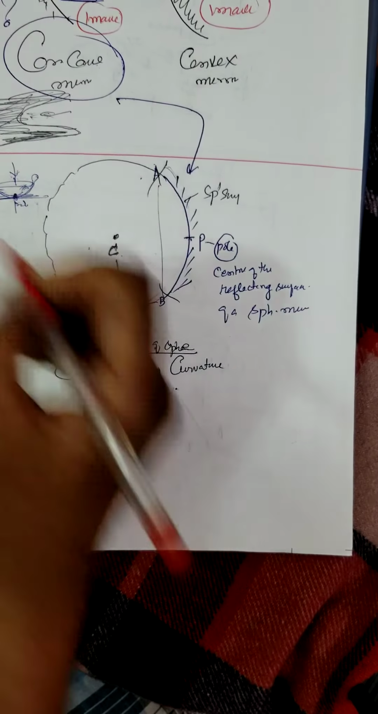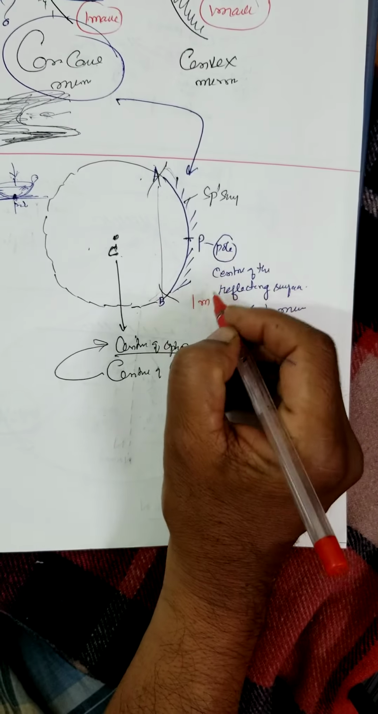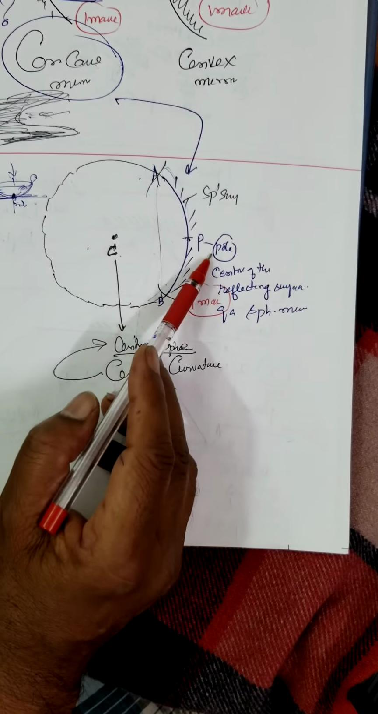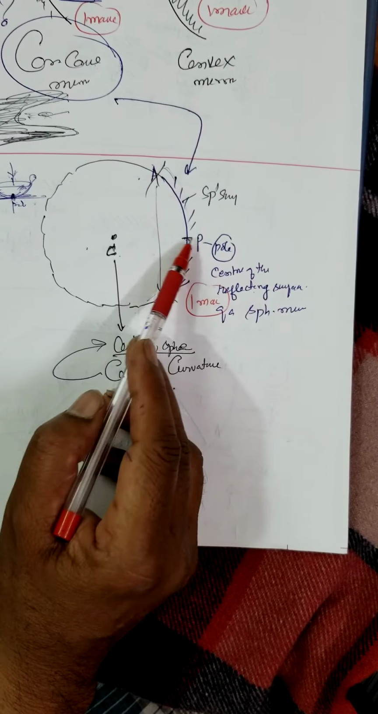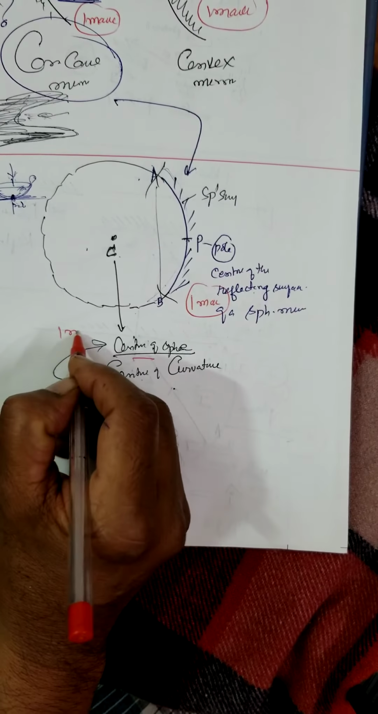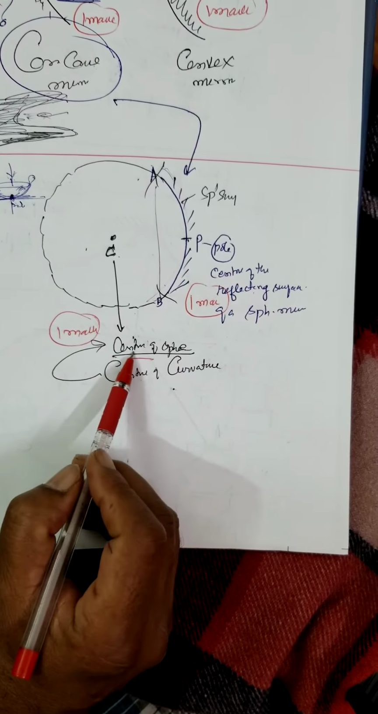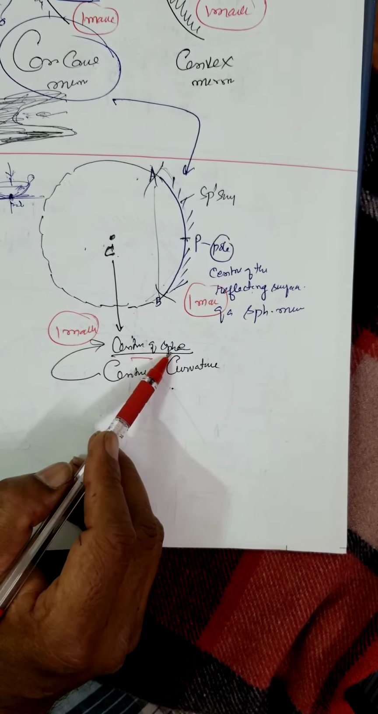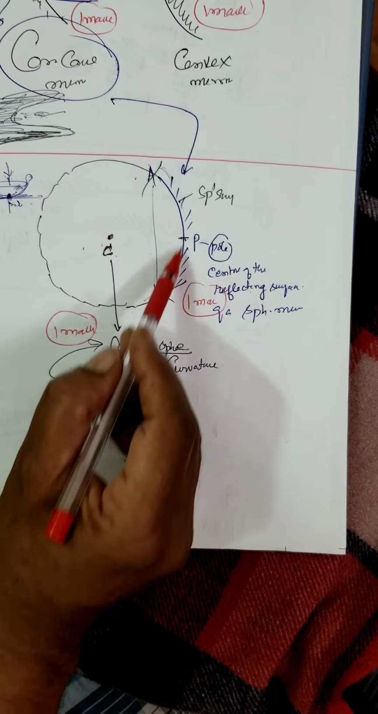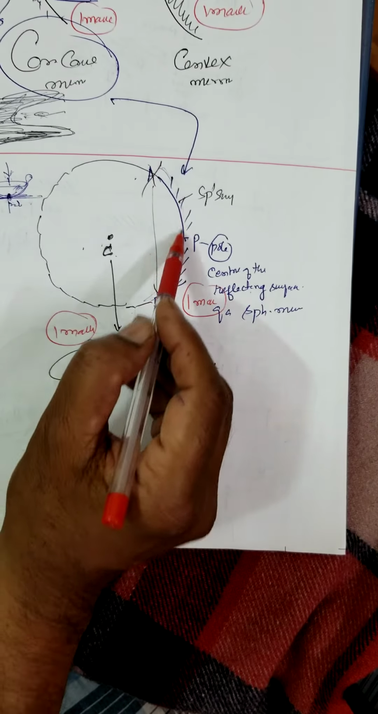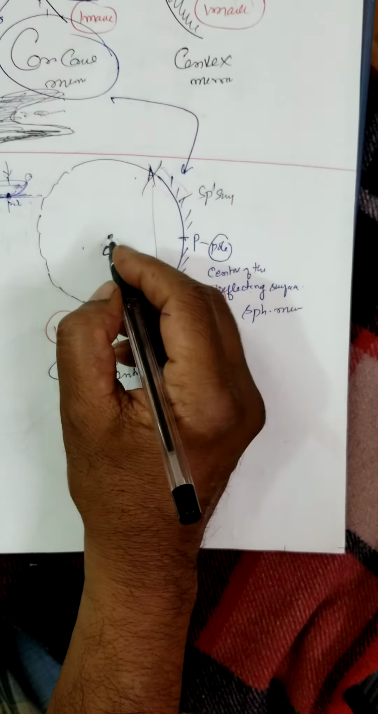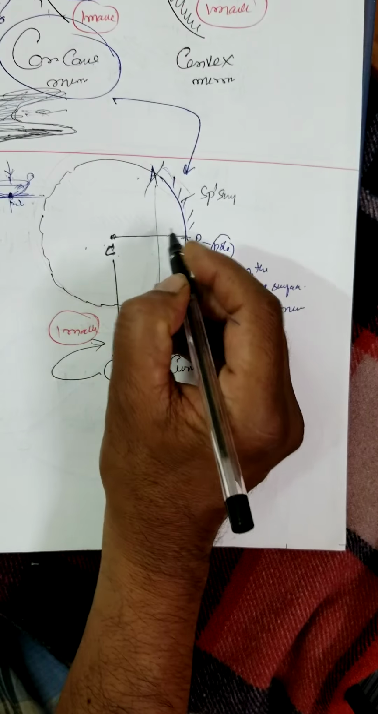Therefore, they'll ask you, what is the pole, for 1 mark? Pole is the center of a spherical reflecting surface, not the opaque surface. And what is the center of curvature? This they also ask for 1 mark. The center of curvature is the center of the sphere of which the spherical surface is a portion. Now, what is the radius of curvature?